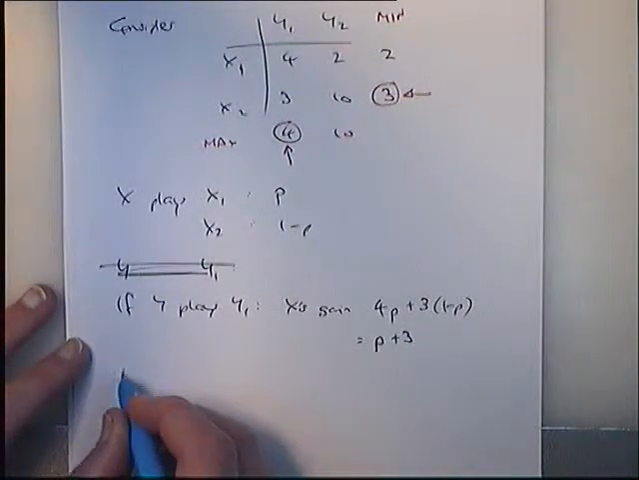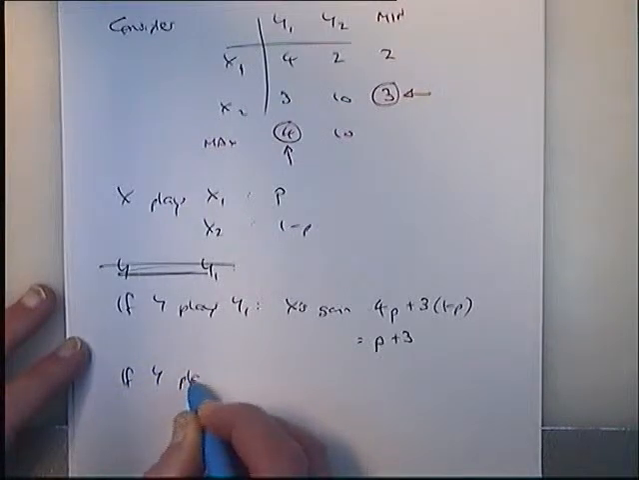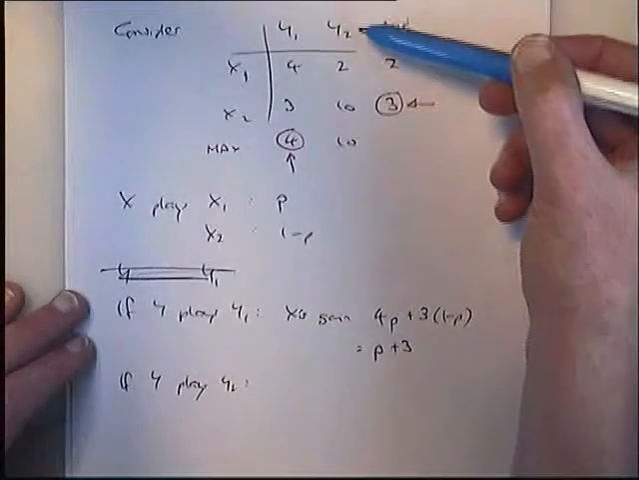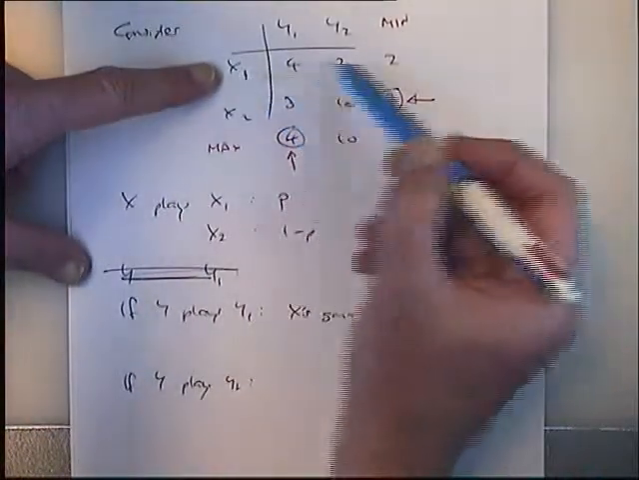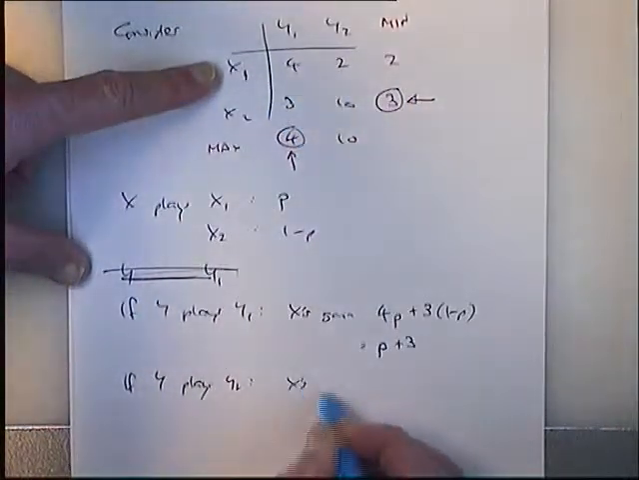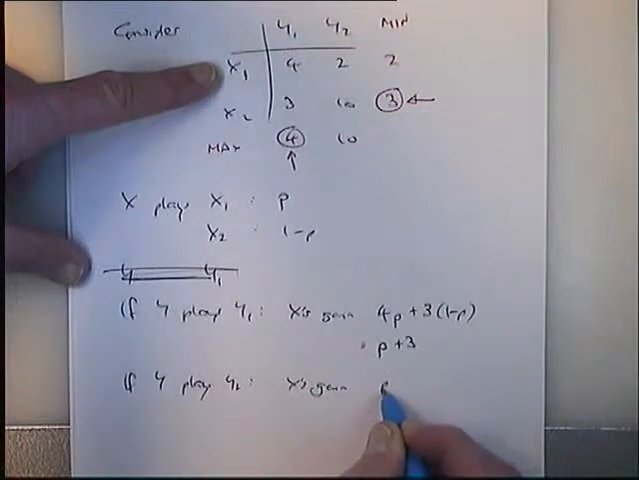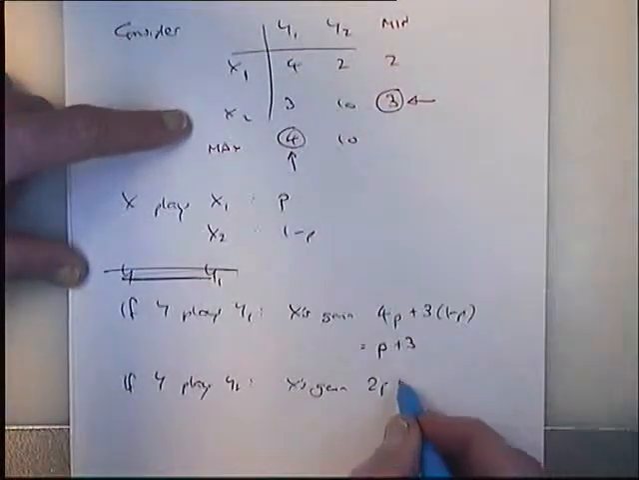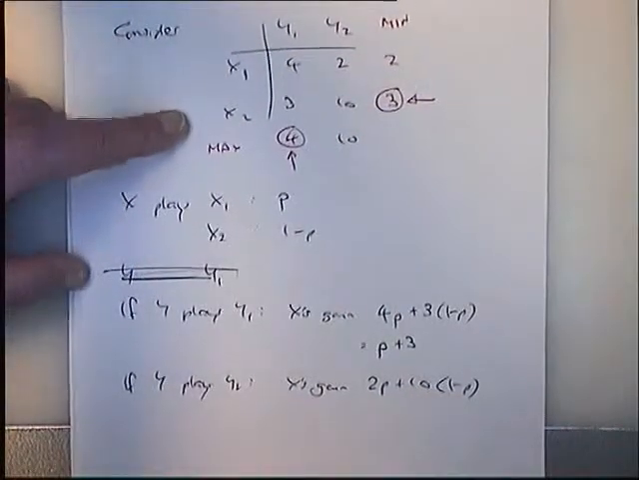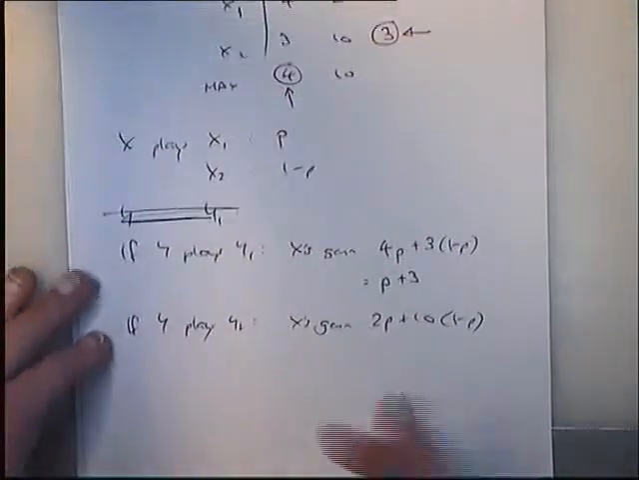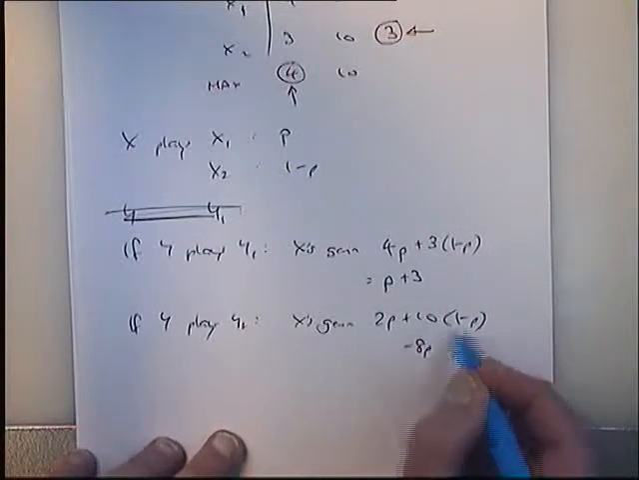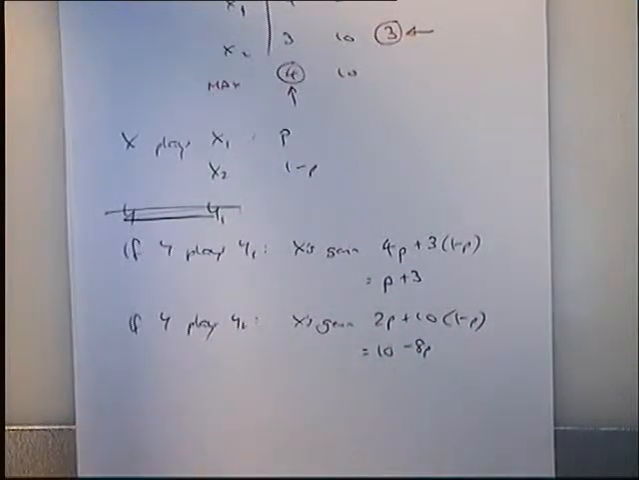What we need to look at now, again with X as our focus, is what's going to happen if Y plays Y2. So we're looking at this column here in the matrix. Remember, X is going to play this strategy, X1 with probability P. So again, X's gain will be 2 with probability P, and will be 10 with probability 1 minus P. And if you multiply out the brackets, you've got a 2P and a minus 10P, which is minus 8P, and 10 times 1 is 10. You get those two figures.